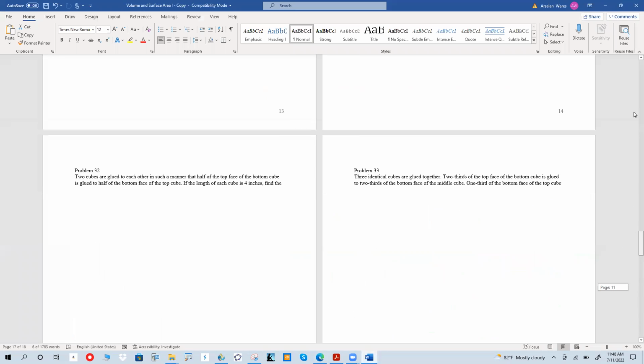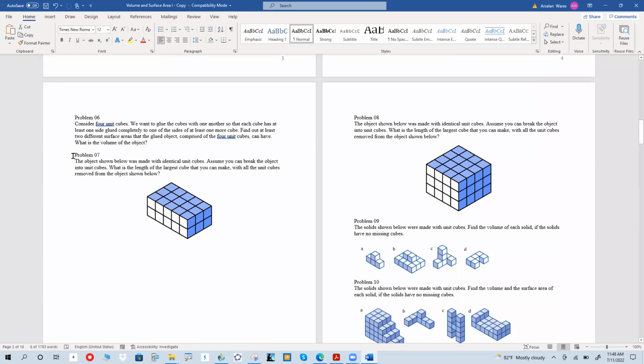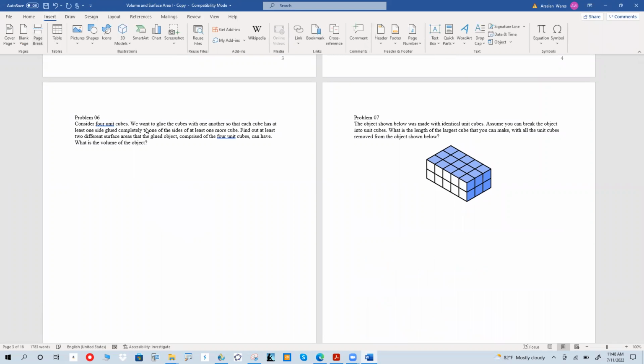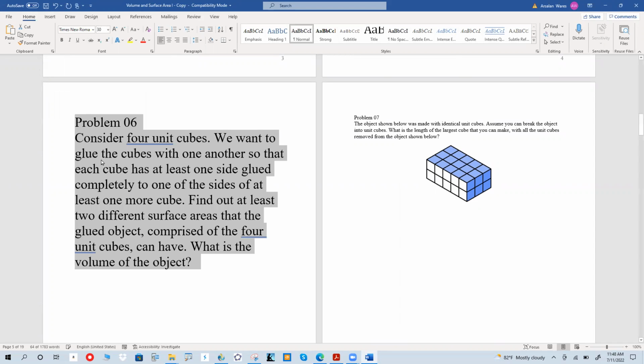Let's try the next one. Let's try number 6. I don't even know what it is. I did it a long time ago. So let's read it very carefully. Consider 4 unit cubes. We want to glue the unit cubes so that each cube. Okay, I'm going to skip number 6.